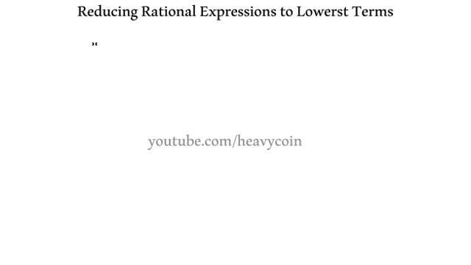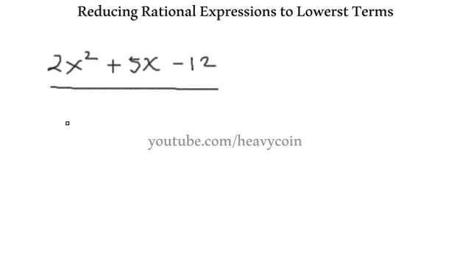Alright, we have (2x² + 5x - 12) over (9 - 4x²). And what we're going to want to do here is reduce this down. So let's factor the numerator.